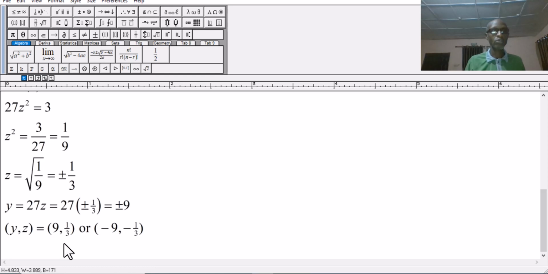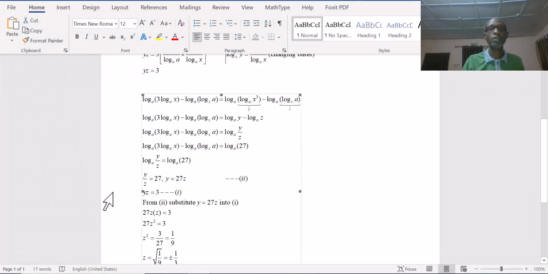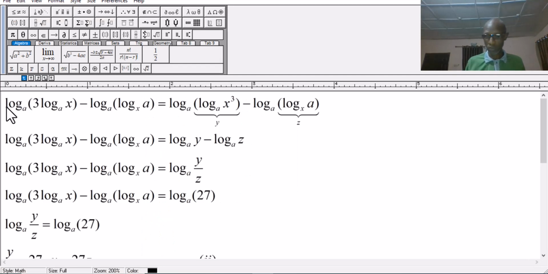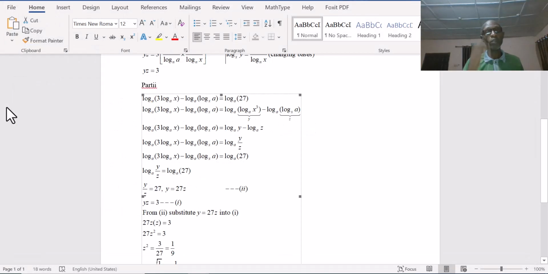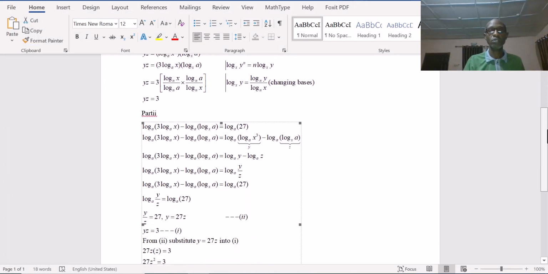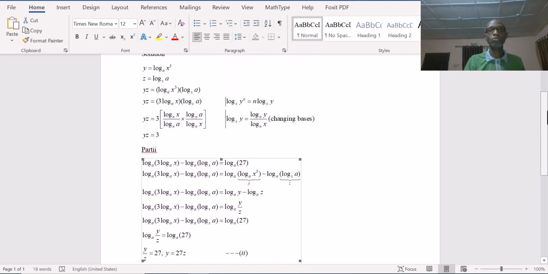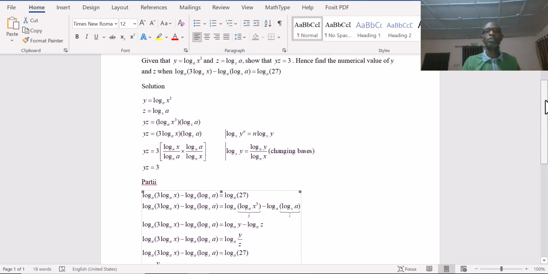This is the solution to the question that we are asked to find. So let's call this part 2 of the question, which is equal to log a 27. So that's the solution to this particular question we are given. I want to go over it so I get what I've just done.